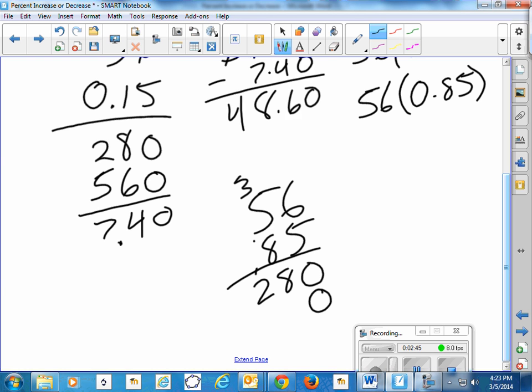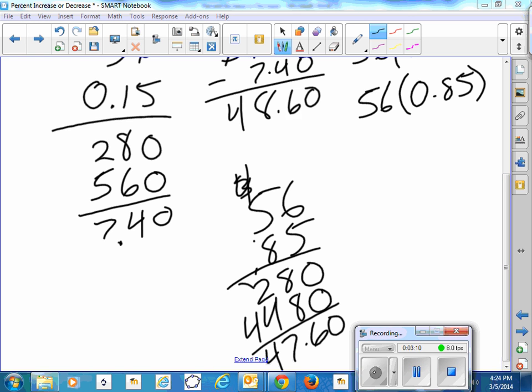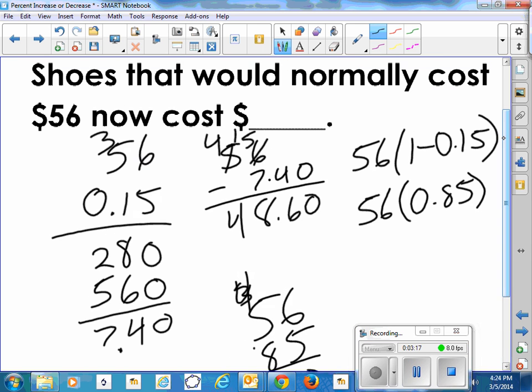Eight times 6 is 48. Carry the 4. 8 times 5 is 40, plus 4 is 44. Add them together. So that actually equals 4760, and that is correct. And so I made a mistake in my subtraction up here.